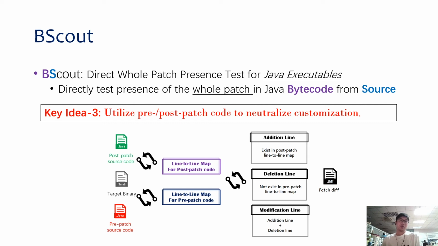The challenge is that we could not simply adopt a uniform presence test strategy for them. We introduced different detection methods for different kinds of patch changed lines. We define 3 kinds of code changes, including addition line, deletion line, and modification line.